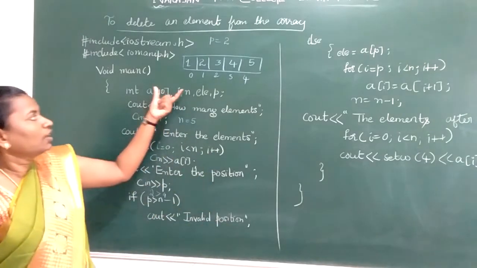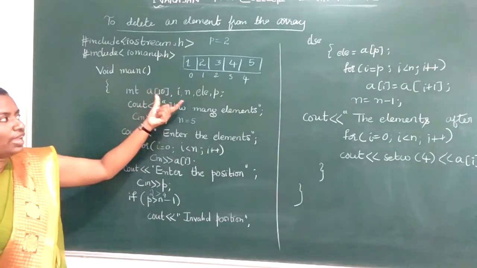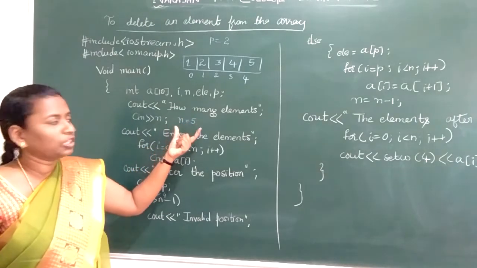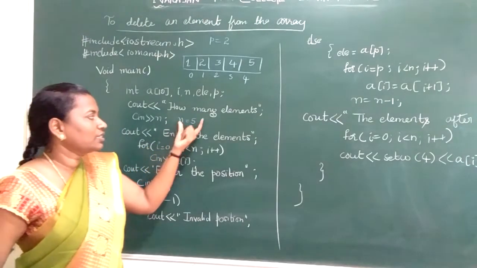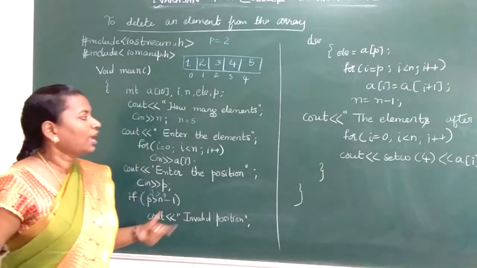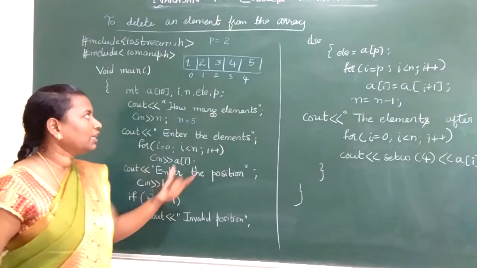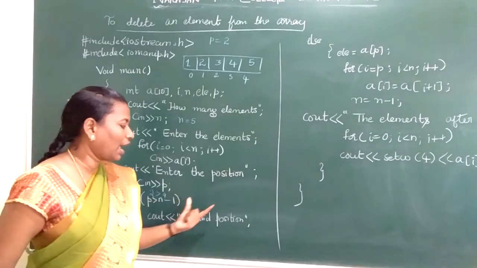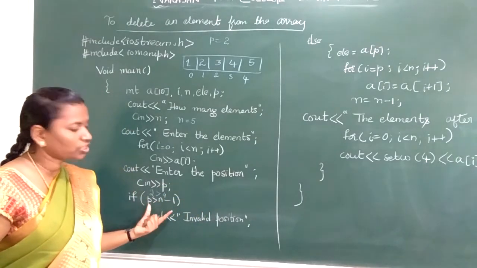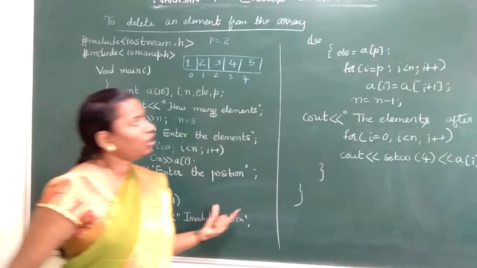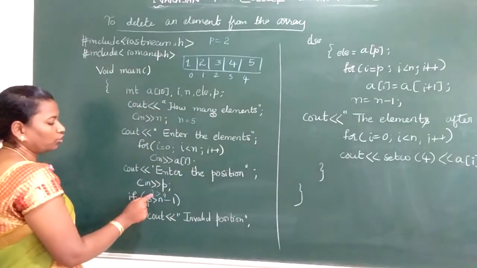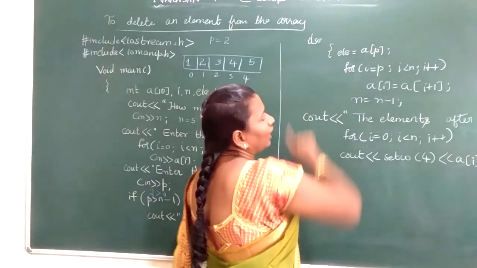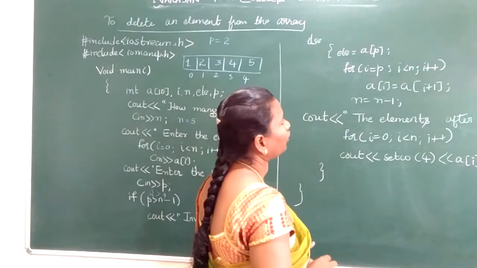I repeat, I have declared the array variables. I am taking the input from the user for n elements, that is n value 5. Enter the array elements: I am reading the array elements 1, 2, 3, 4, 5 into an array. Now enter the position. I have taken it as 2. This condition fails here, since 2 is not greater than 4. So I go to the else part.